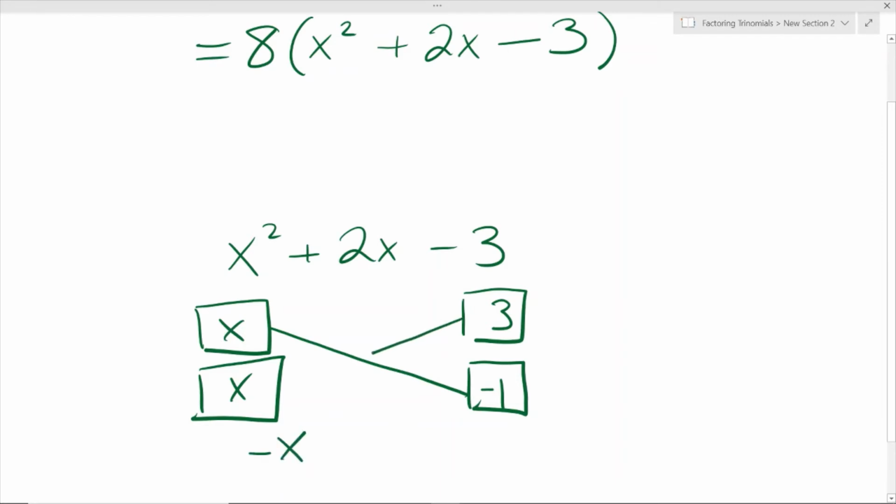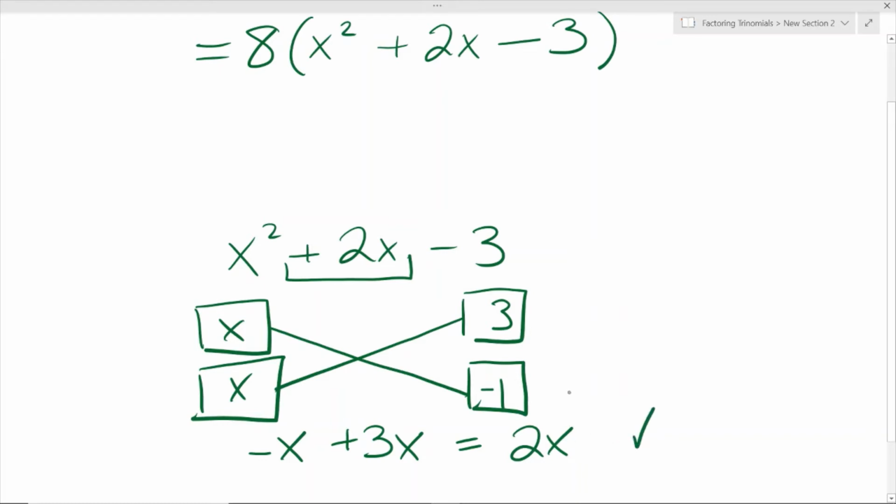3 times x is going to give positive 3x. And what's going to happen is we add these like terms. Negative x plus 3x gives 2x. And hey, this is positive 2x. It's the same as this middle term right here. So since it is the same, this works, okay?